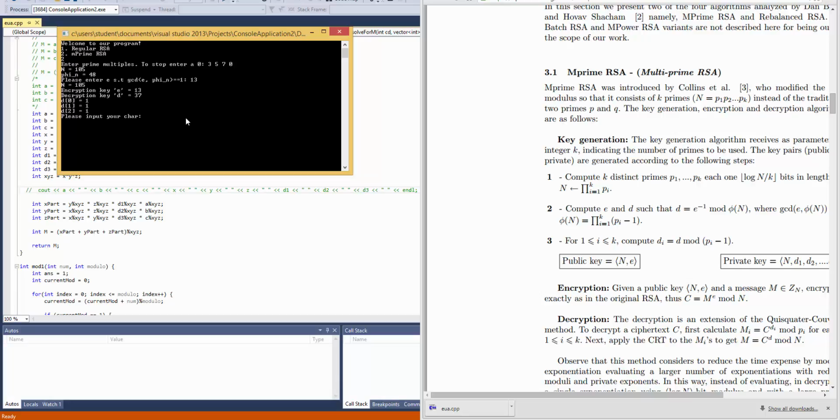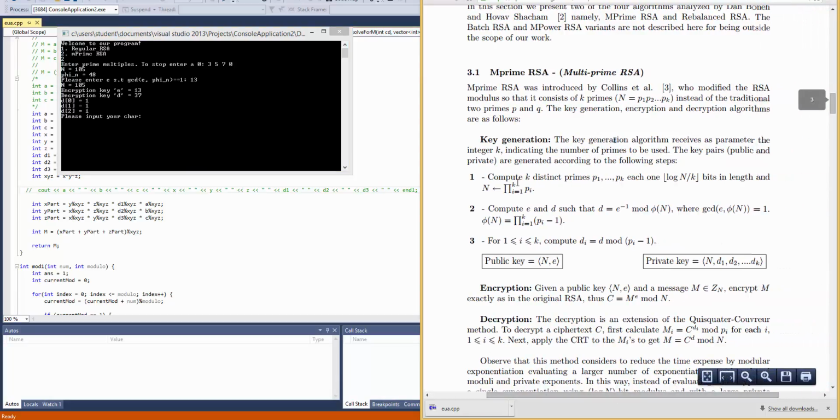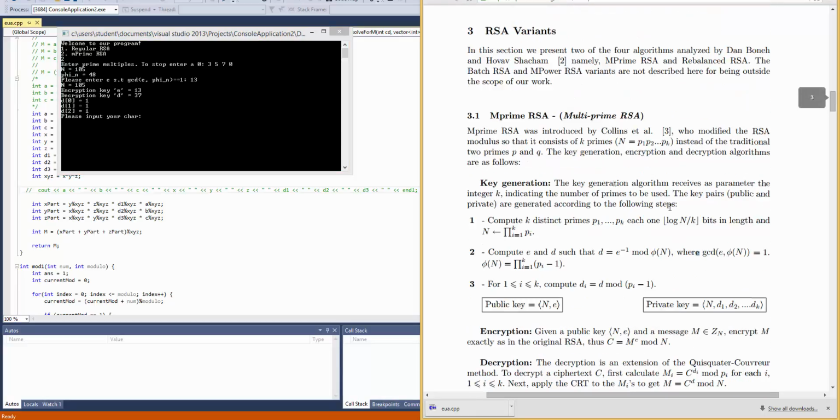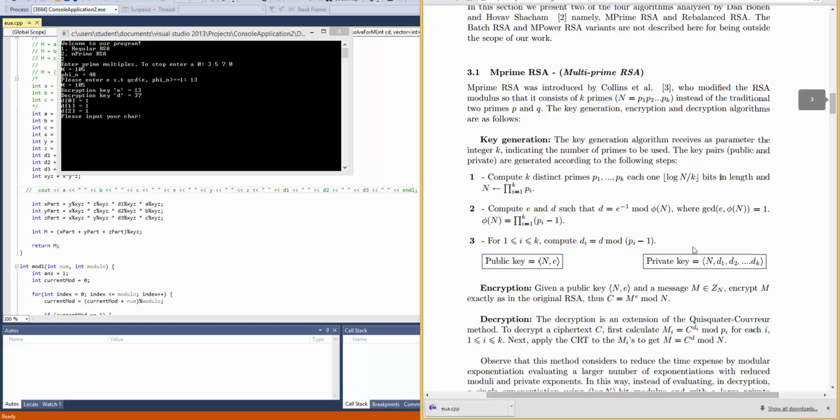So now, using that value, we find our E and our D. This is where it gets a little bit different with the M prime RSA. We can see over here that our public key is calculated with N and the E value, which is the same as before, but our private key is actually N and D sub 1 through D sub K, where K is the number of primes that you used up here. So we're going to have 3. And these D values are calculated, shown right here. D sub i equals D mod P sub i minus 1, where P sub i is one of the primes that you used.